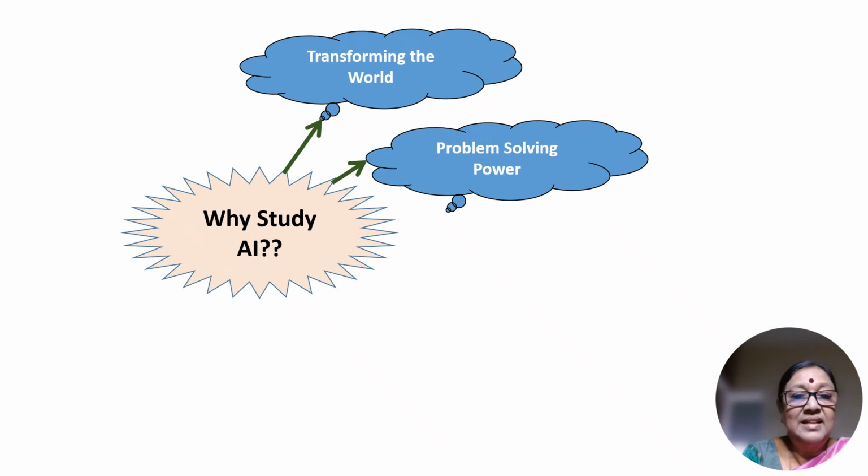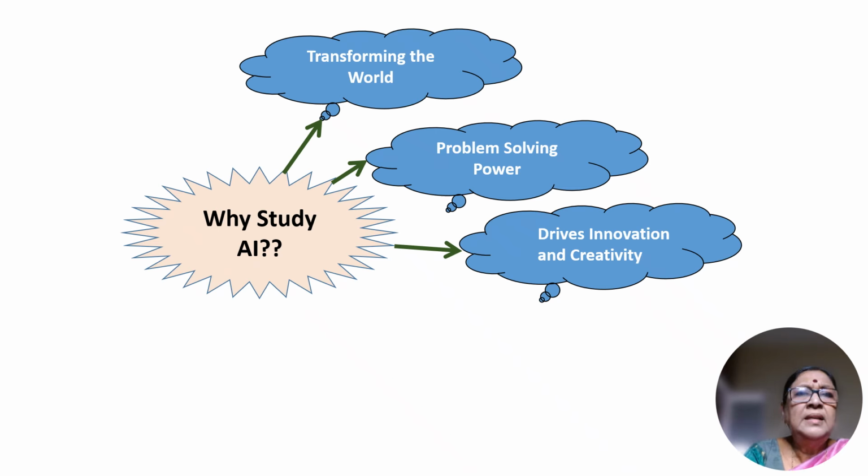Okay. Now we have come up with a lot of complex problems because of the amount of digital data that is there. For example, take sustainability problems; they are complex problems, and AI has the problem-solving power to tackle these problems. Next, how does AI drive innovation and creativity?